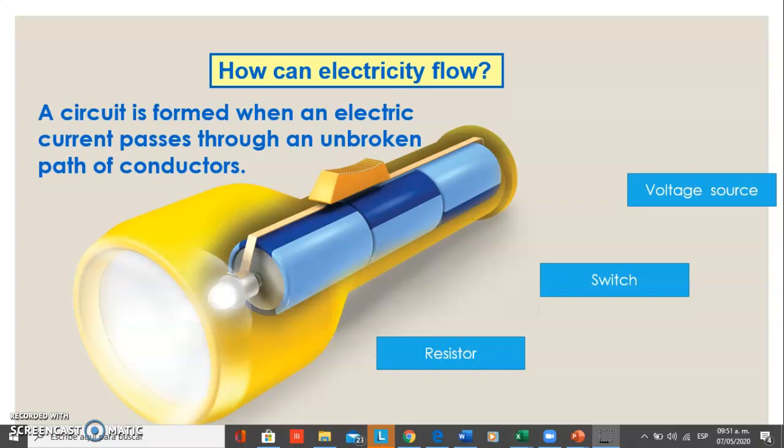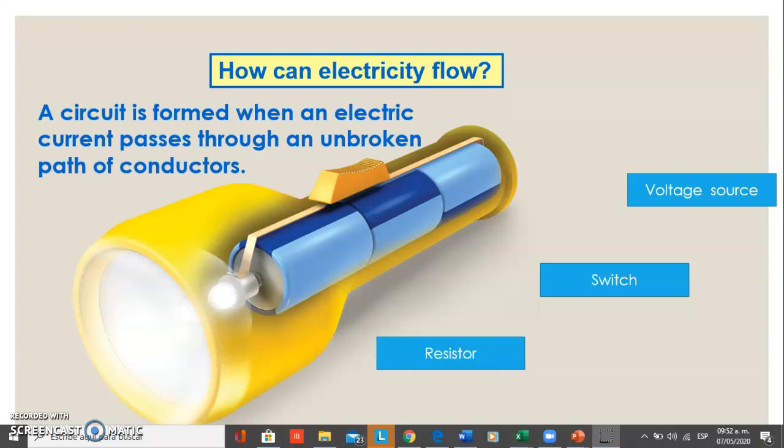Here we have a circuit. Do you know what a circuit is? A circuit is formed when an electric current passes through an unbroken pair of conductors. Often the pair of a circuit consists of wires. Está formado un circuito por cables. So here, check the drawing that we have of the flashlight. We have some parts of a circuit.